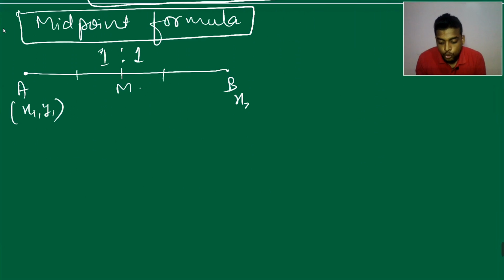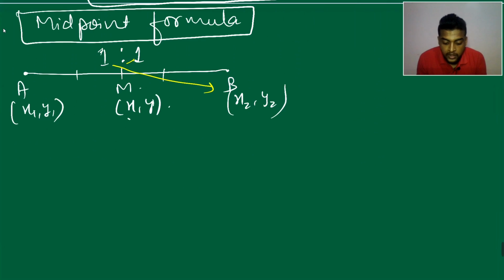B is nothing but x2 comma y2. Fine. Now how can we find M? Suppose this is x comma y. So everyone, how can we write x comma y? X is nothing but, what I said, cross multiply. So this one and this one.